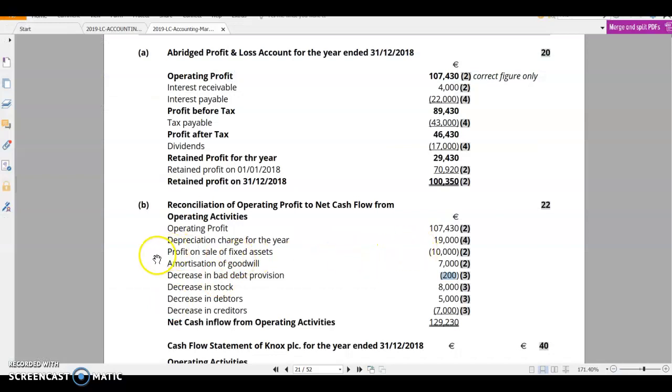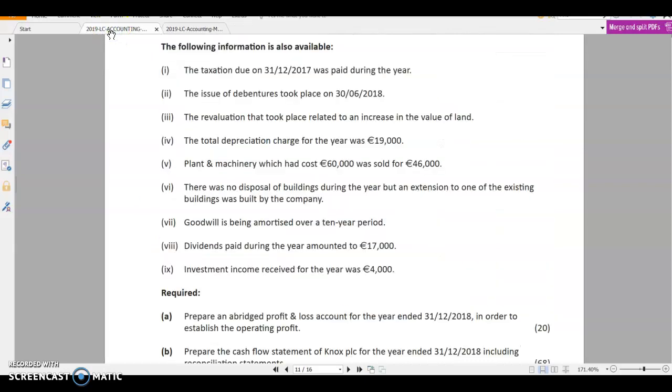The main thing people slipped up on this is the profit on the sale of fixed assets. A few people just said, plant machinery cost 60 was sold for 46. So cost 60, sold for 46. That is a loss of 14. But you don't compare the cost to the selling price. You compare its value, its net book value, what it was worth when you sold it.